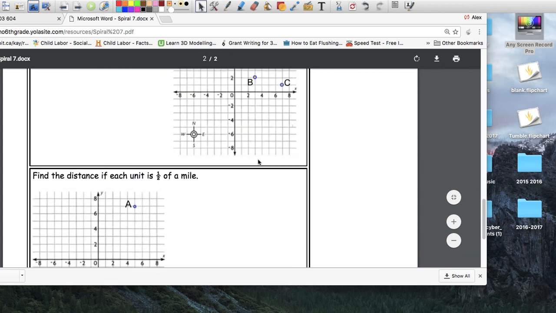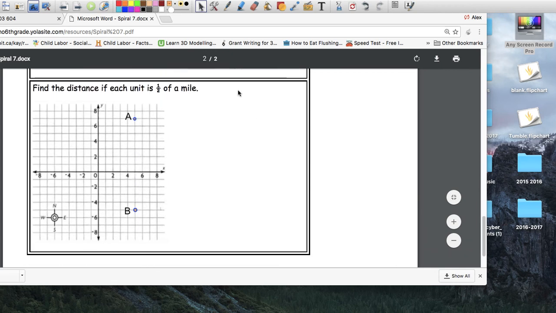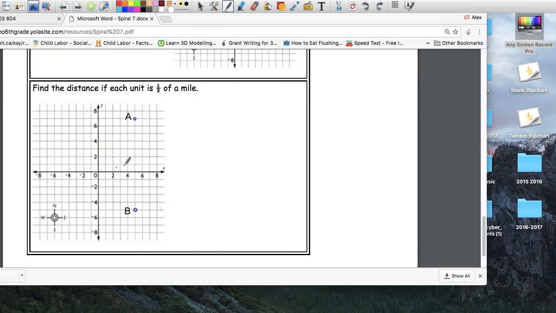Let's go moving this. Find the distance if each unit is half of a mile. Careful here with your scale. What you have to be careful is how you count. So this is 0, that's 1, that's 2, that's 3, that's 4, that's 5, that's 6. So every square is 1. It's not by 2s. So this is 1, 2, and this is 3, 4, 5, 6, 7.